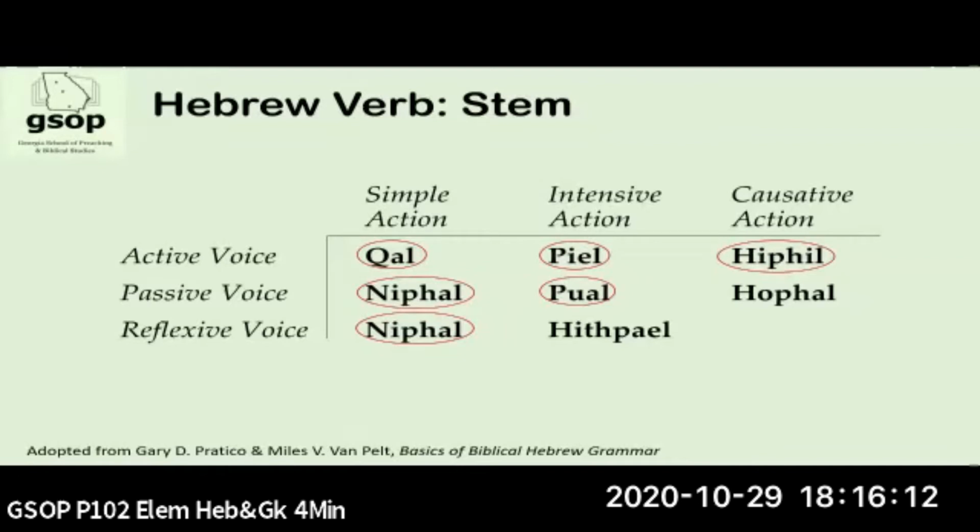The difference would be, he opened the door would be a simple action, right? He opened the door, okay? But to intensify that, what would you say? He slammed the door, right? And that would be active. It's still active because he's doing the action, but it's more intensive. Causative would be something more the effect that, what would you say, causative?